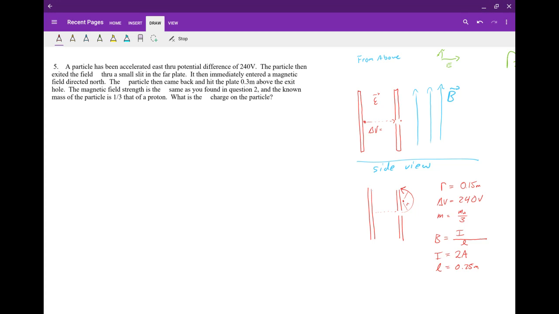What else did it have? It had 250 turns, so the number of turns was 250, and that goes there. And then don't forget that we had the mu naught, which is equal to 4 pi times 10 to the negative 7. I said that wrong.